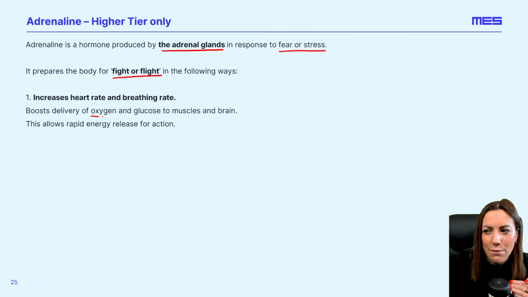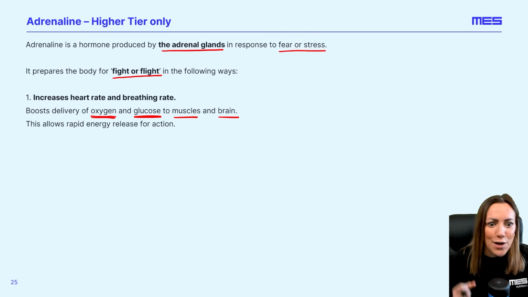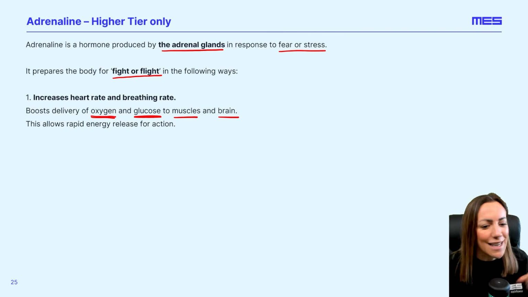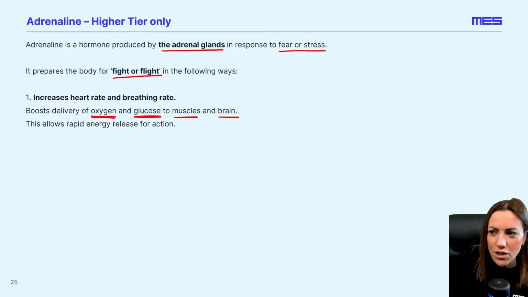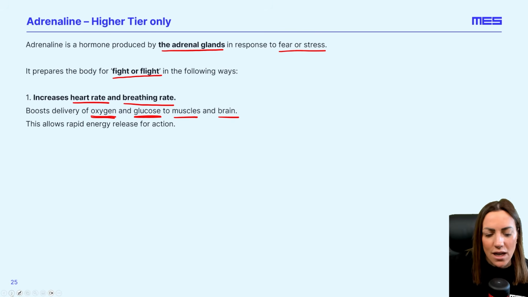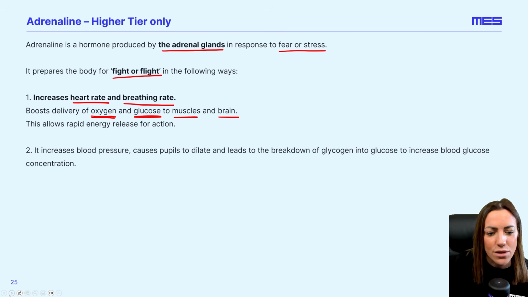Increasing your heart rate not only means that oxygen will be delivered faster to cells, but glucose will also be delivered faster to cells, specifically your muscles or your brain. Because if you're in a fearful situation, you need to think clearly about how to respond, and your muscles might need to do lots of contraction. So they're going to need to do lots of respiration to release that energy. So they're going to need lots of oxygen and glucose. So breathing rate increases to take in more oxygen, heart rate increases to boost the circulation of blood to deliver more oxygen and glucose to your cells. Now, because your heart is beating faster and blood flow is increased, it does increase blood pressure.